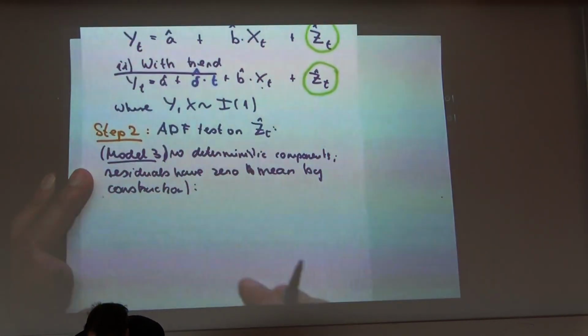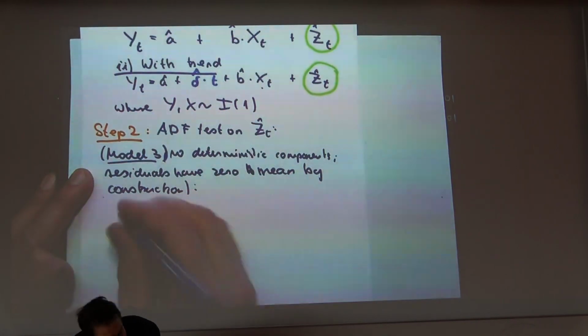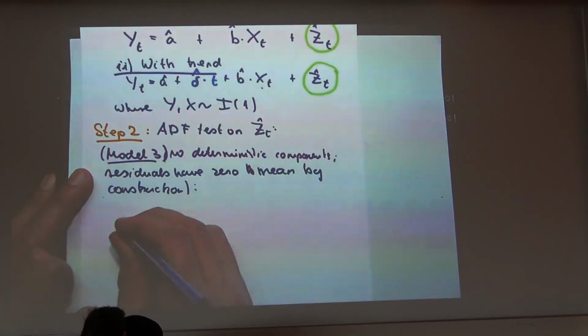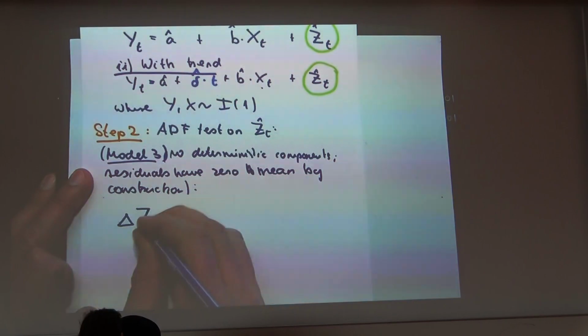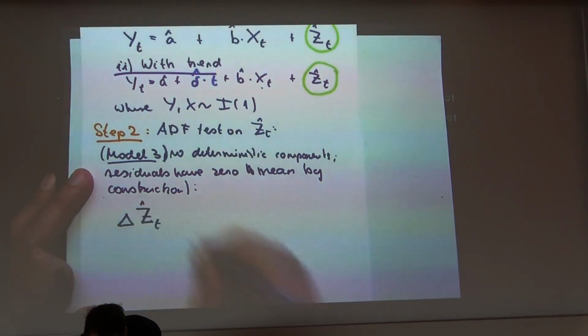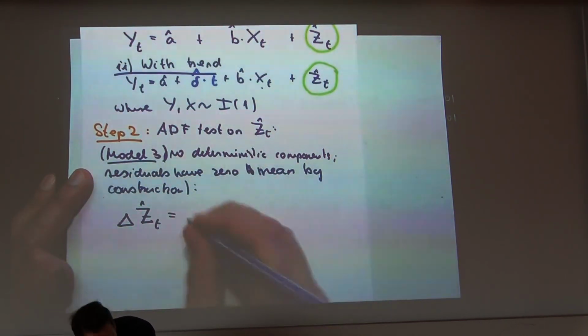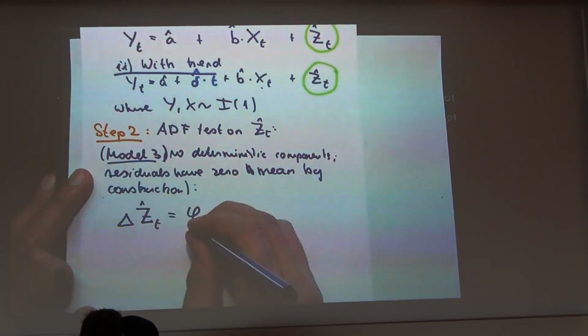How does the test look like? Maybe you remember this. What we do now here is we take the differences of the residuals and regress them on the following equation. So here you have phi.